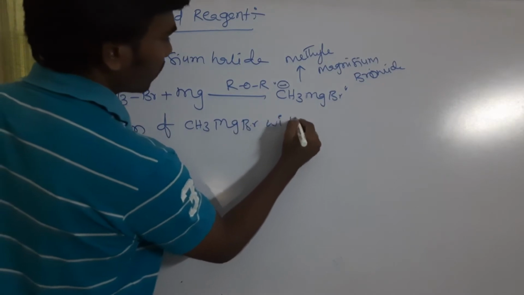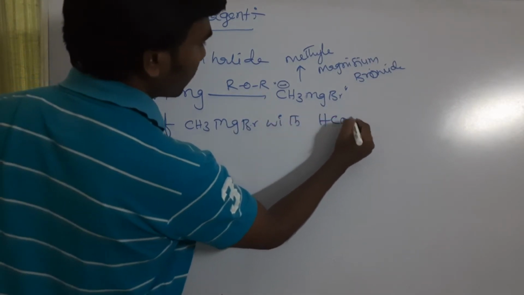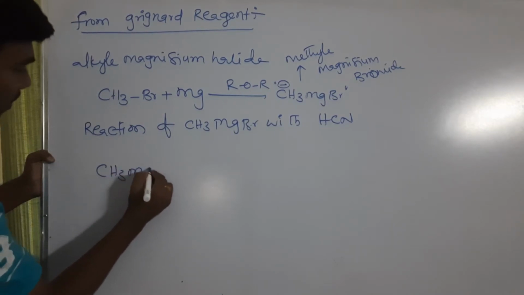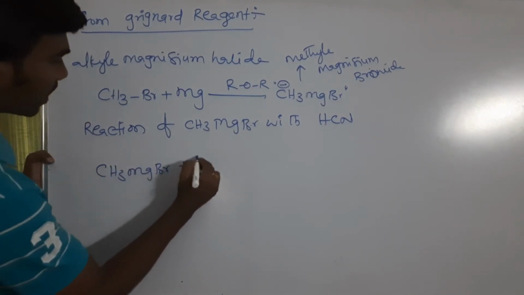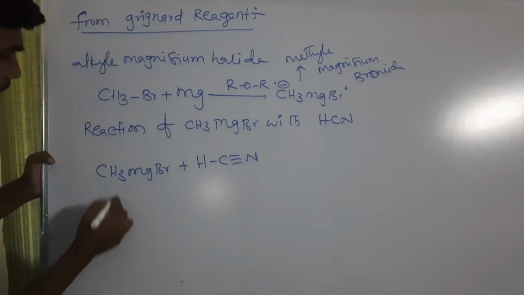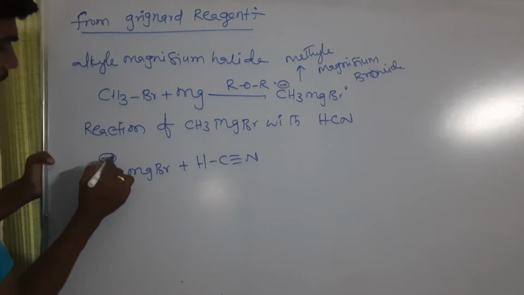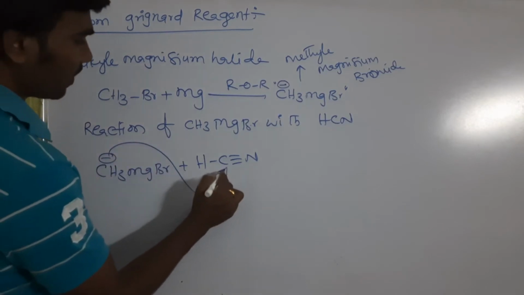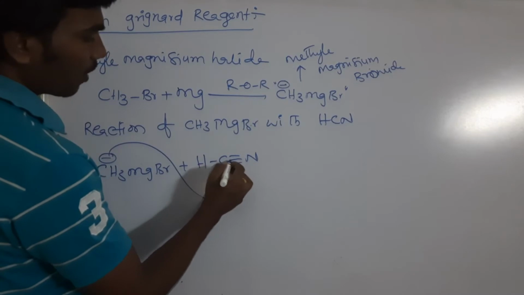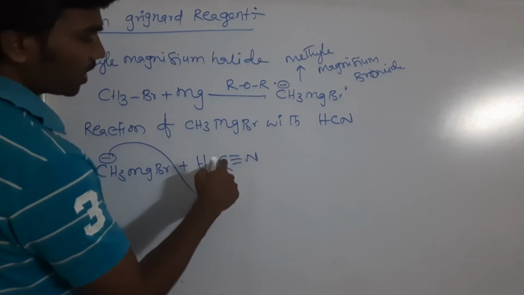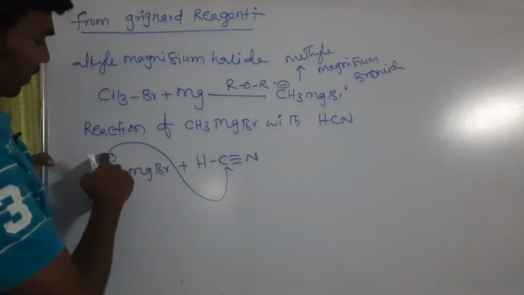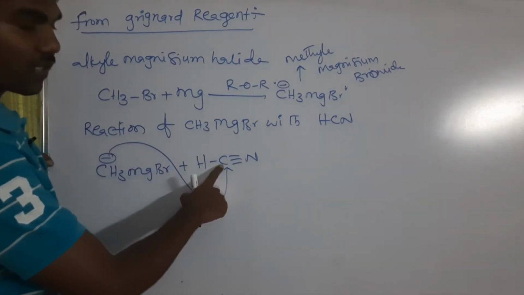with hydrogen cyanide. I am taking CH3MgBr reacting with hydrogen cyanide. Here CH3 minus will be there, with a negative charge. This CH3 minus will attack this carbon. Why? Because carbon is bonded with nitrogen, which is more electronegative, so carbon will get a positive charge. That's why this methyl group will attack this electron deficient carbon.